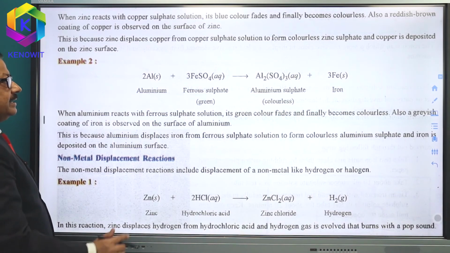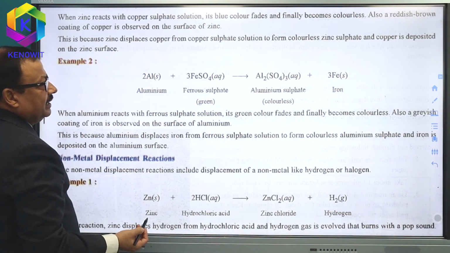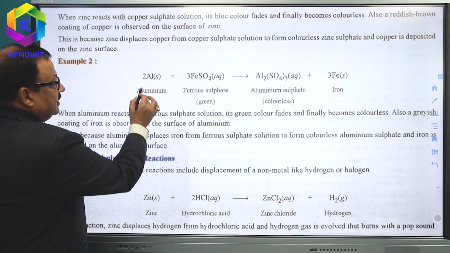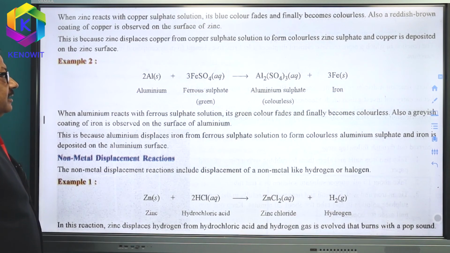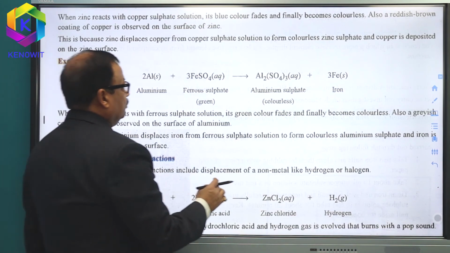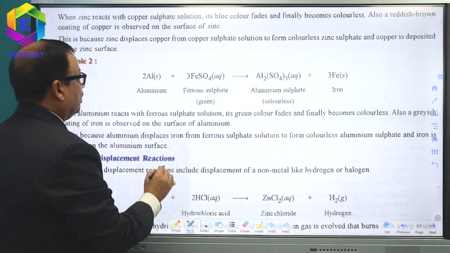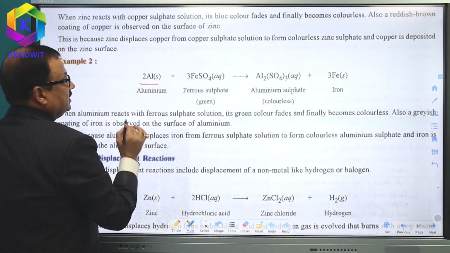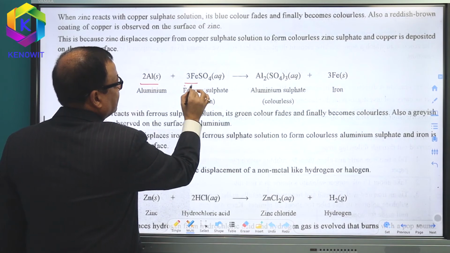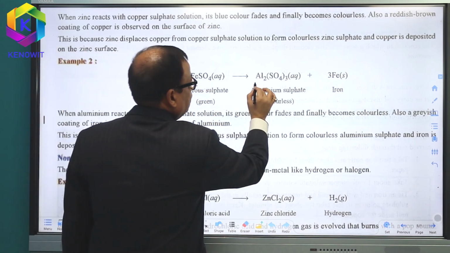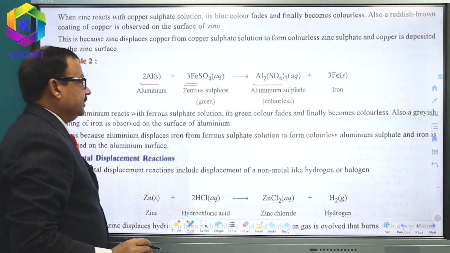So which one is more reactive? On the basis of simple investigation, this aluminium is more reactive than iron. That is why aluminium sulfate is formed. Why is aluminium sulfate formed? Because aluminium is more reactive than iron. So the product is aluminium sulfate plus 3Fe.